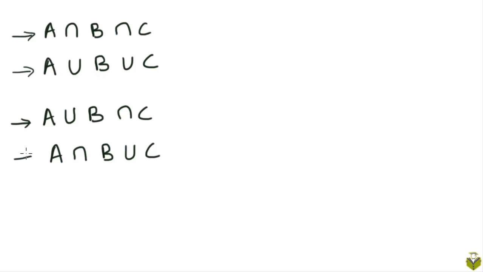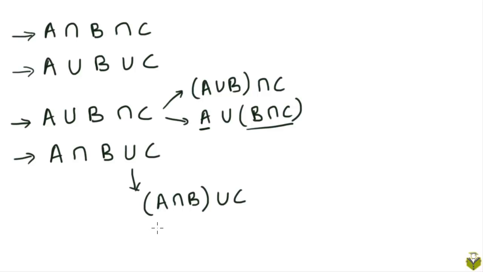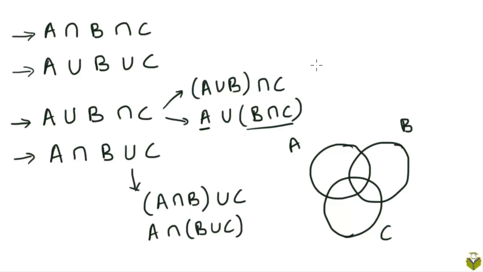What about these two cases? Does order matter when you have a union operation followed by an intersection operation, or an intersection operation followed by a union operation? That is, does it make a difference whether we compute this by first taking the union and then taking the intersection, or first taking the intersection and then taking the union? And the same question can be asked over here. Does it matter whether we first take the intersection and then take the union, or first take the union and then take the intersection?